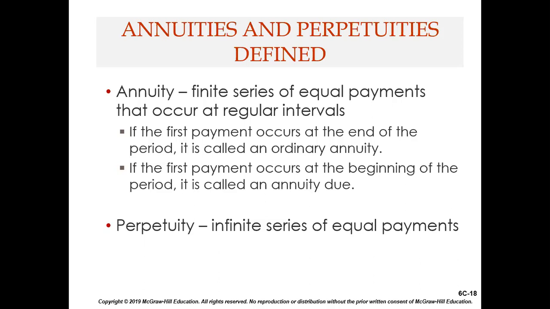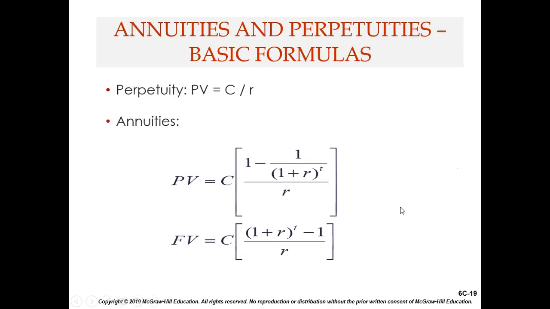Now, a perpetuity has an infinite series of equal payments. They go on and on and on forever. A perpetuity present value is determined by taking the cash divided by the return or the interest, the R. Now these begin on page 157.